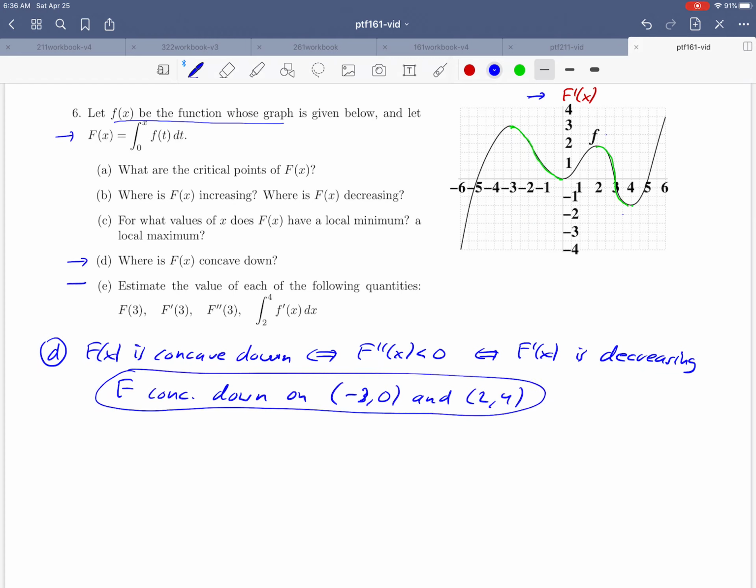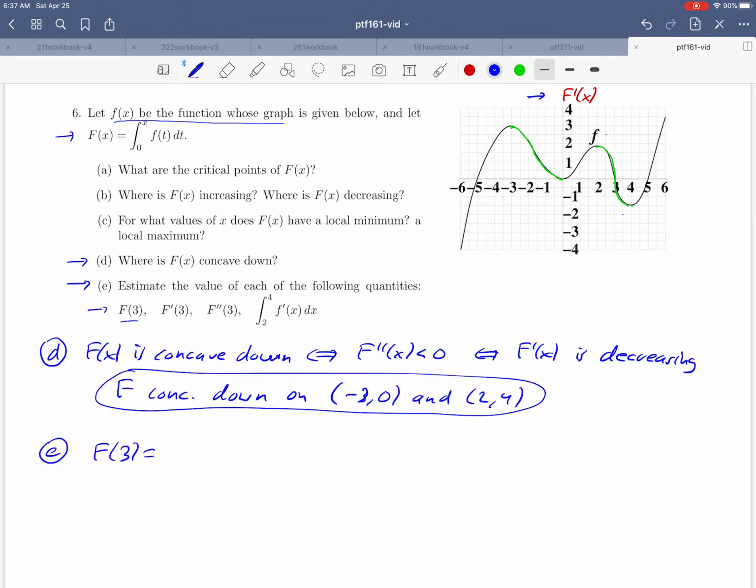Okay, what about part E? Well, this is kind of a challenging problem. It's going to require us to really think carefully about the relationship between capital F and little f to answer all of these questions. So it's giving us a big list of numbers that we'd like to either estimate or calculate. So we'll take them one at a time, starting with capital F of 3.